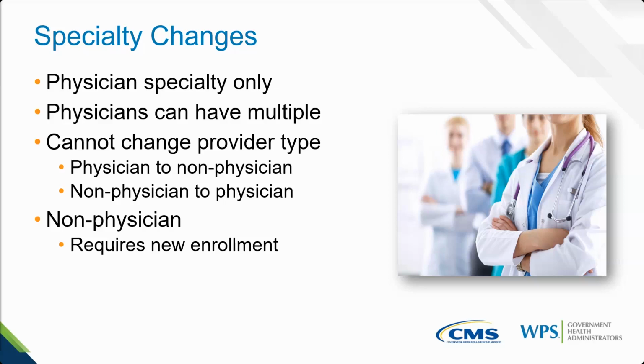A physician can have multiple specialties listed. Now, claims adjudicate off that primary specialty, but we can list multiple specialties on their enrollment record. Only one's going to go over to the claims system, but in PECOS, we will be able to see all of them.